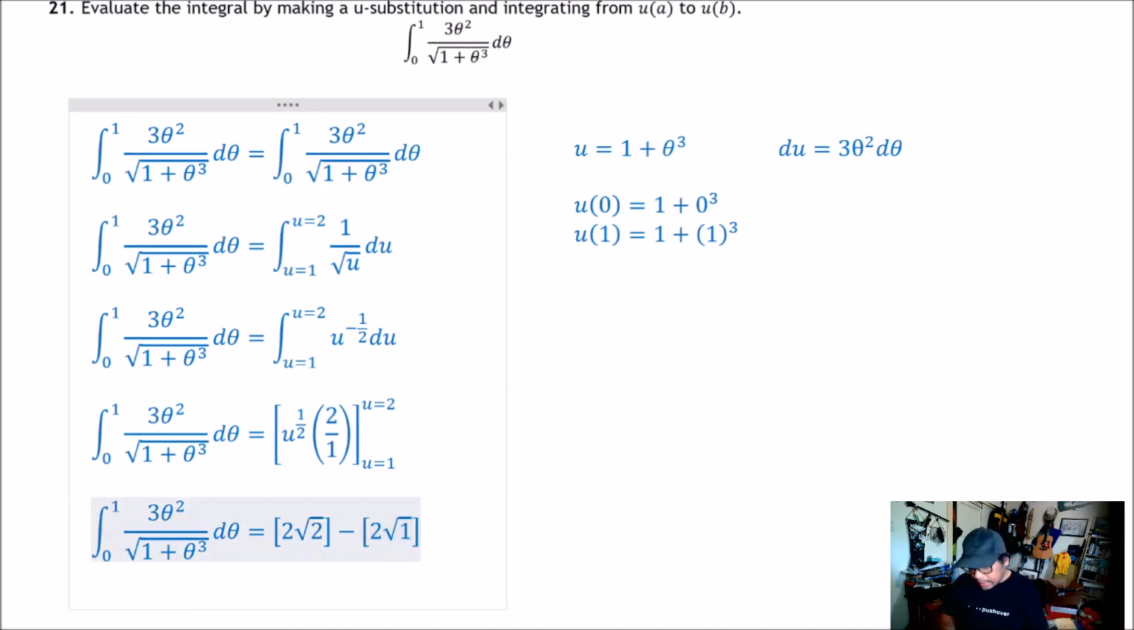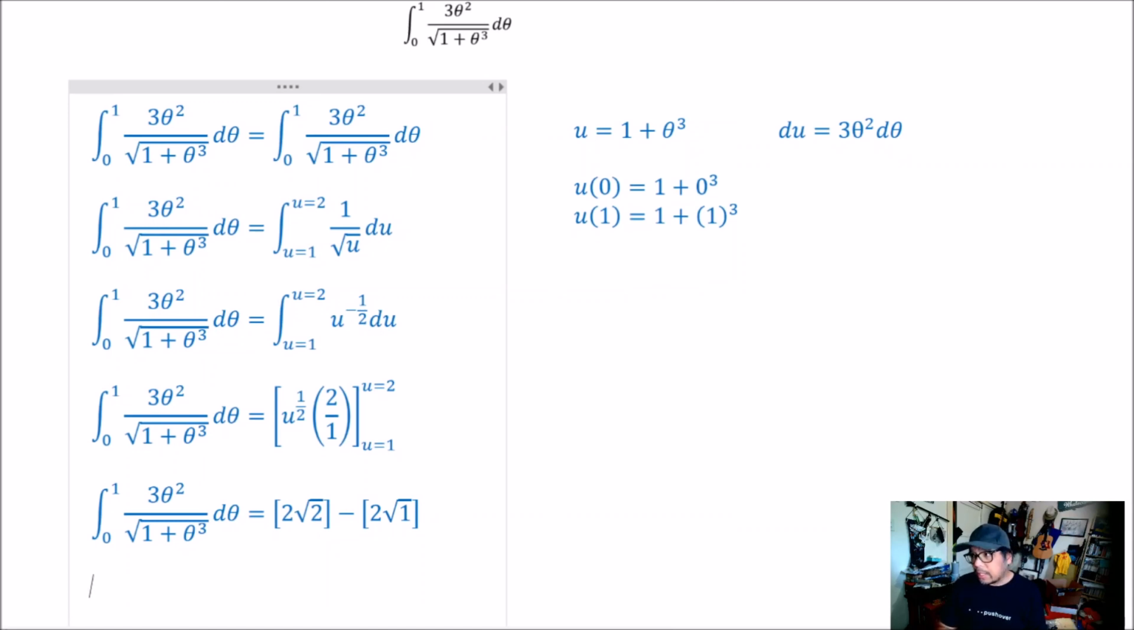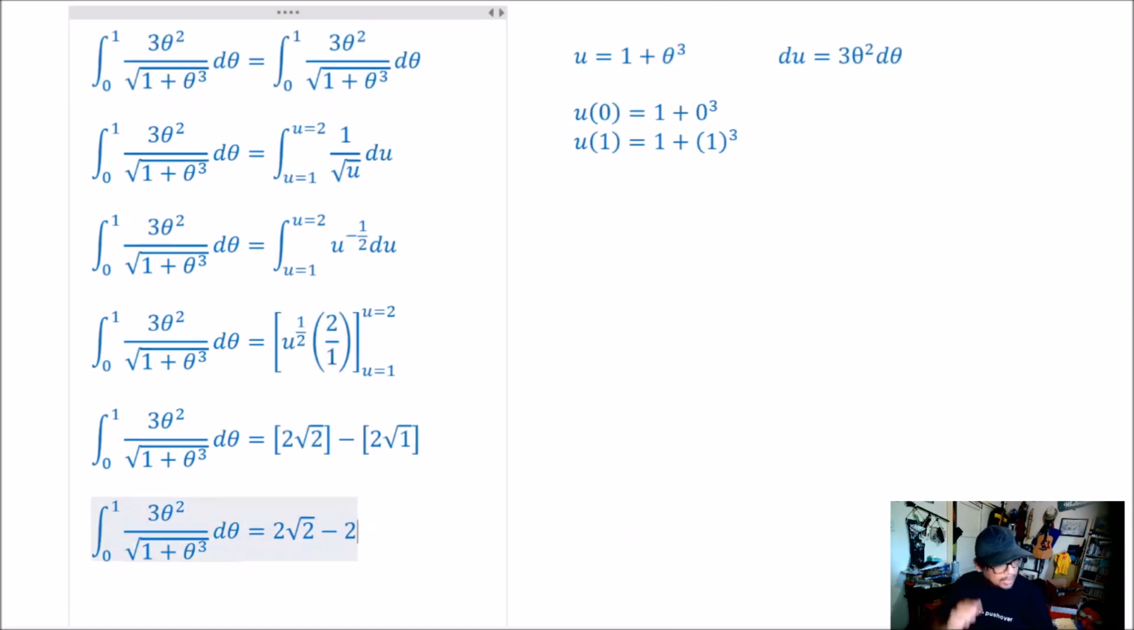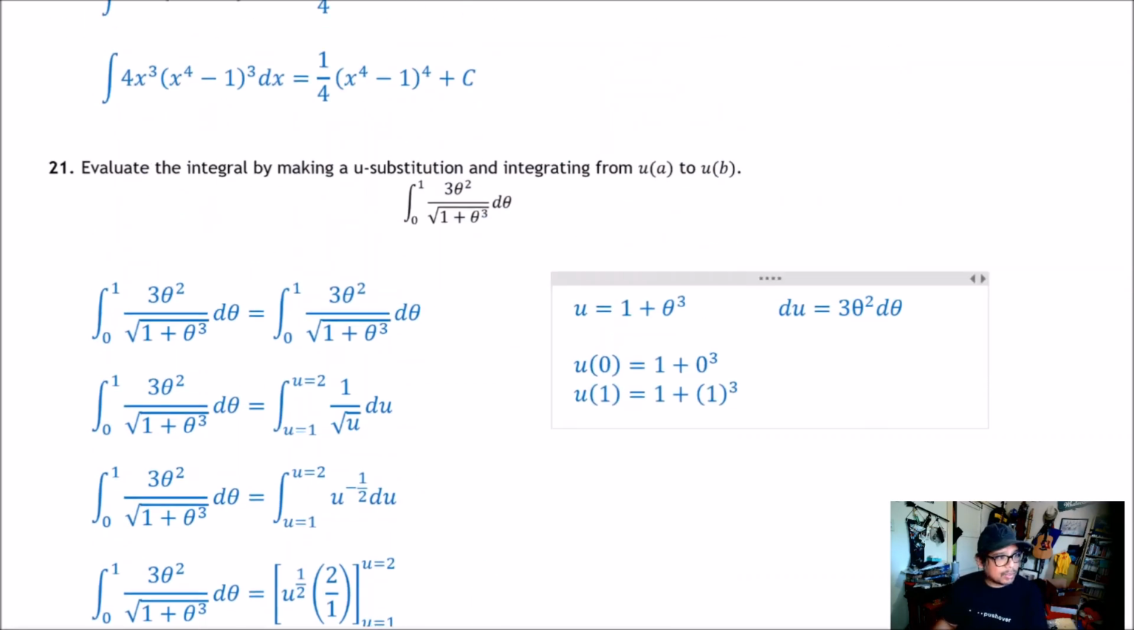And that's a pretty good substitution. Now we just have to simplify that. It's not a lot of simplification. That's just 2 square root 2 minus 2. I suppose if we wanted to go extra, we could factor out the 2 and say that's the same thing as 2 multiplied by the square root of 2 minus 1. But I don't think you're going to have to go that far. Okay, that is question 21.